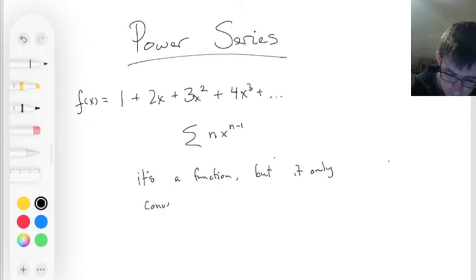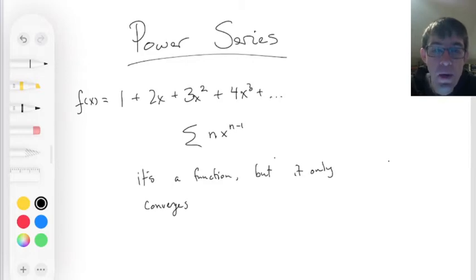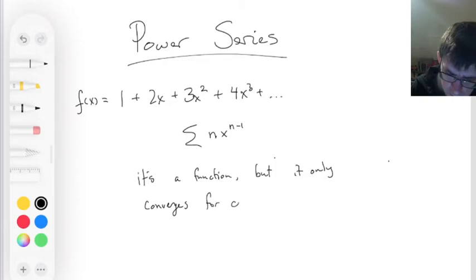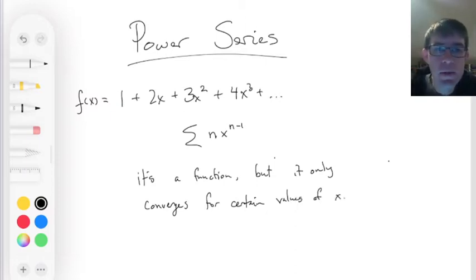And what I want to talk about today is, if I give you a power series, can you tell me for which x does the power series converge and for which x does it diverge? We did one example of that last time. I want to do a bunch more today. So it's a function, but it only converges for certain values of x. All right? This is the idea of a power series.